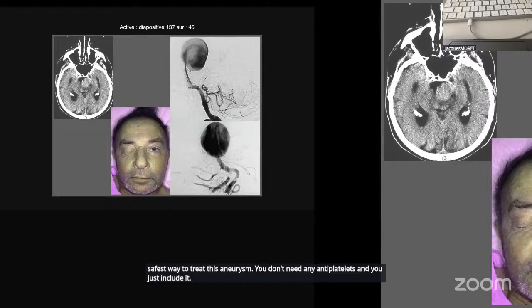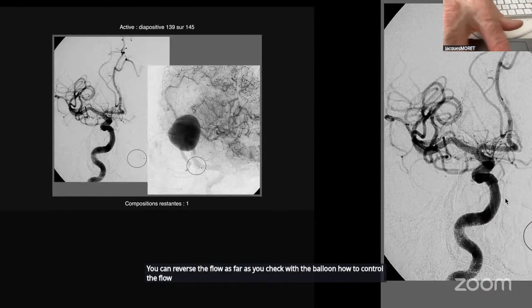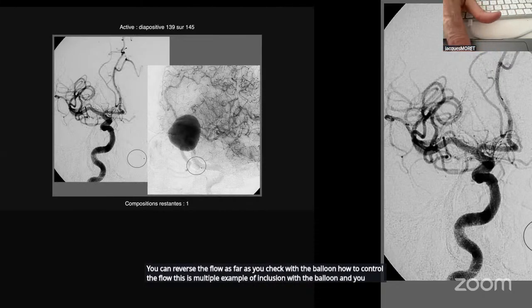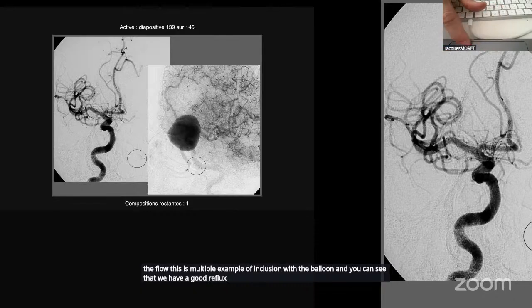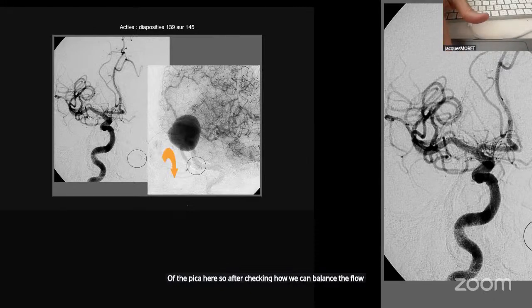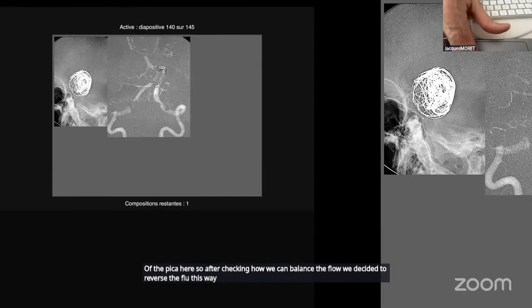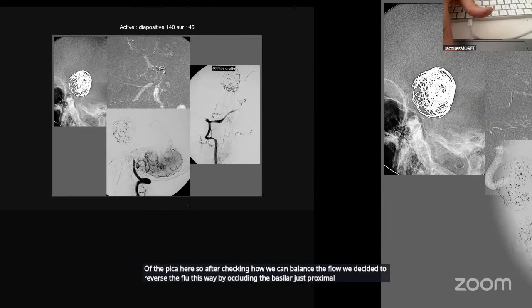You can reverse the flow as far as you check with the balloon how to control the flow. This is multiple examples of occlusion with the balloon, and you can see that we have a good reflux using the sumping effect of the PICA here. So after checking how we can balance the flow, we decided to reverse the flow this way by occluding the basilar just proximally with the coils.